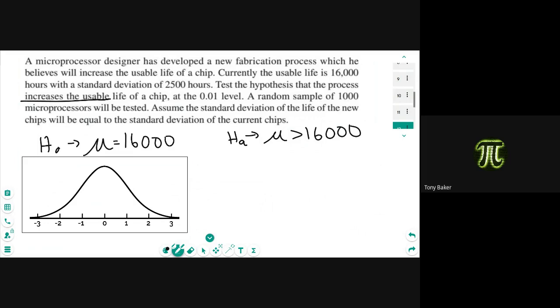And which direction it is determines whether you're going to use the positive or negative value. So we're looking at the 0.01 on the one-tailed test. 2.326. And now since it's greater than, that's going to be the positive version of that.